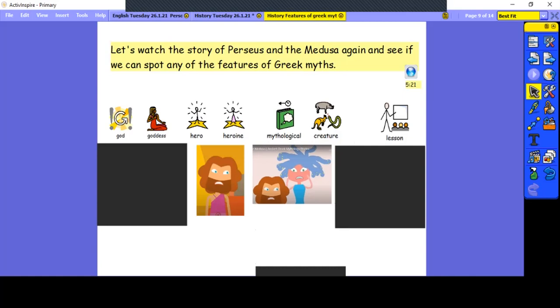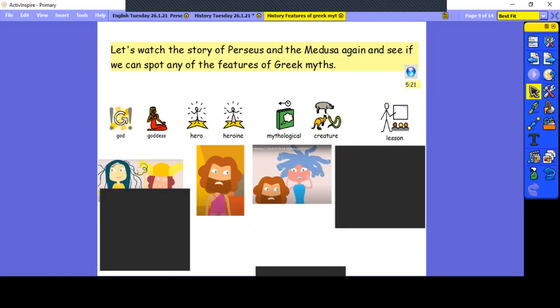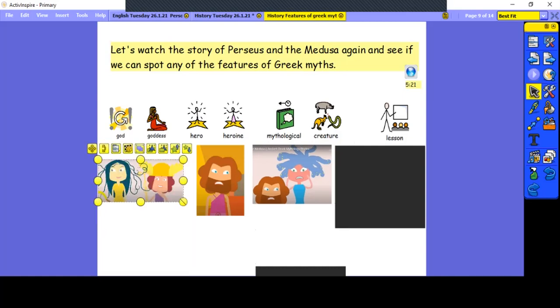This one's a bit more tricky, so you had to try and spot the god and the goddess. And in the story, we had the goddess Athena and we had the god Hermes. And they, if you remember, they stepped in to help Perseus with his mission.